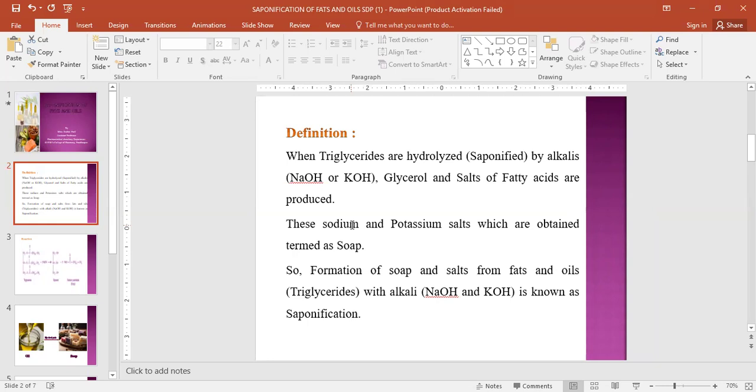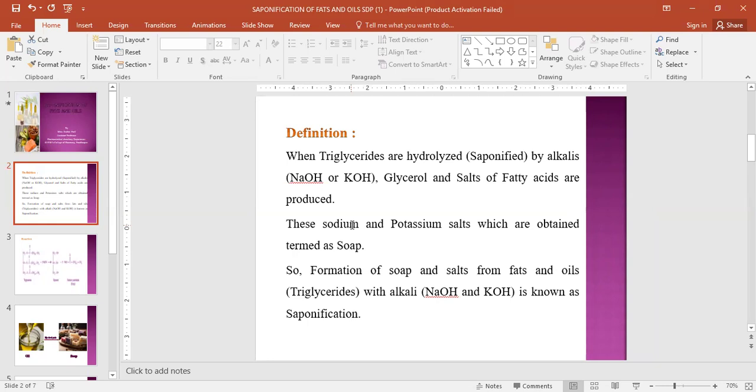That means simply, saponification is the process in which the soap is formed by the hydrolysis of that fat or oil with the alkali KOH. That process is called saponification.